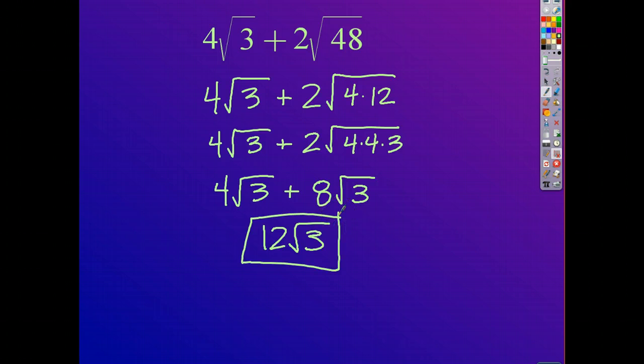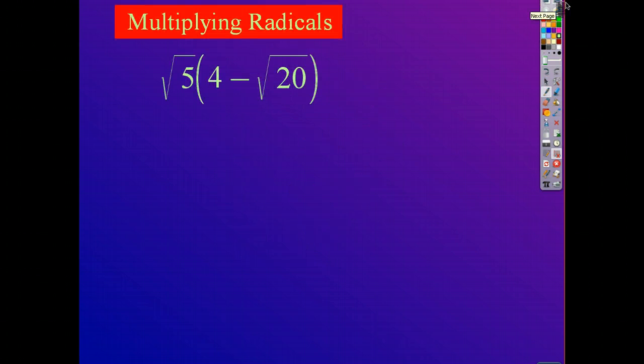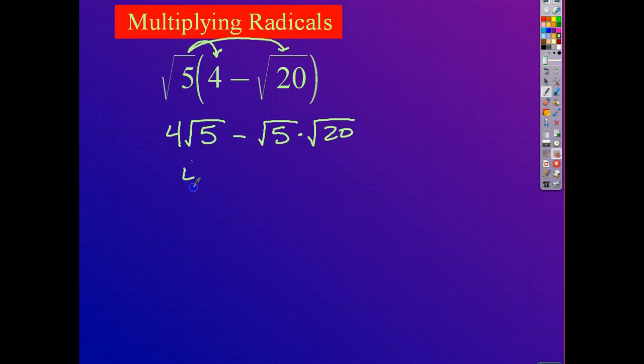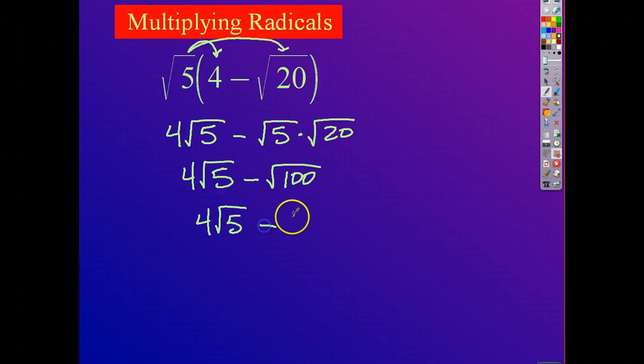Cool. All right. Let's try another one. This is when we start multiplying radicals. So this will be one where we use the distributive property. Same rules apply, just because it's radicals doesn't matter. So this is going to be 4 radical 5 minus radical 5 times radical 20. So I get 4 radical 5 minus, and what I can do here is 5 times 20 is 100, and the square root of that is 10. So we're going to get 4 radical 5 minus 10.